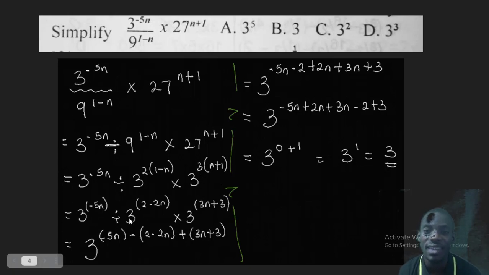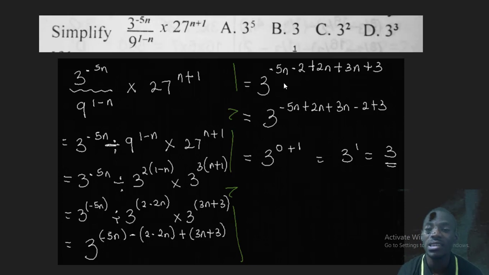Then the law of indices says that division is subtraction in the power. That will give me 3 to the power minus 5n minus, because it is a division, the bracket below, that's 2 minus 2n. Then times will produce plus on top. That will become plus bracket 3n plus 3. And that's what I have there. That will give me 3 to the power minus 5n. The minus multiplied in becomes minus 2, then minus and minus 2n is plus 2n, plus 3n, then plus 3. And that's what you have there.